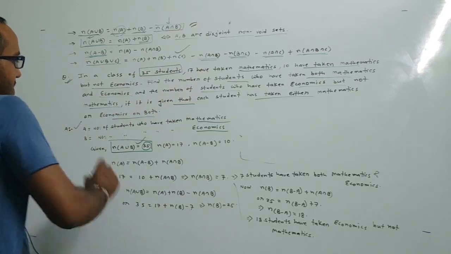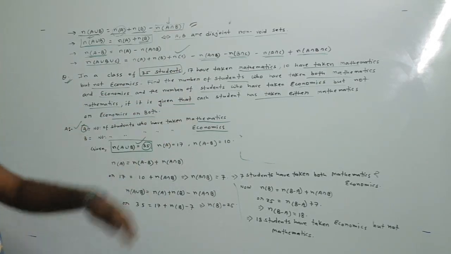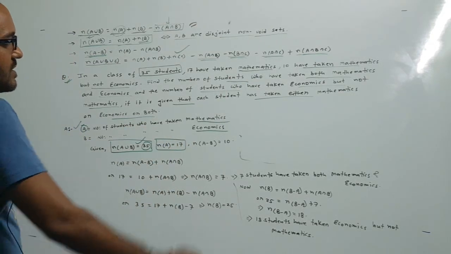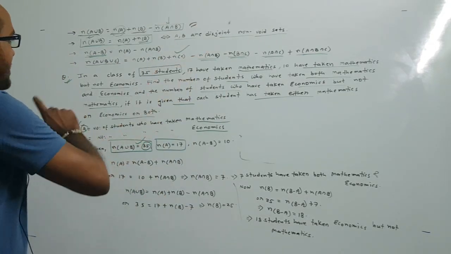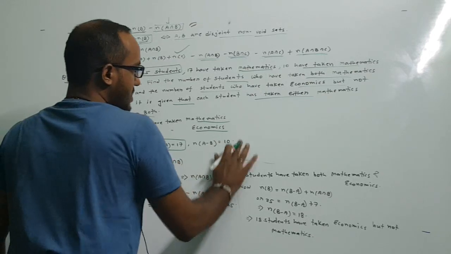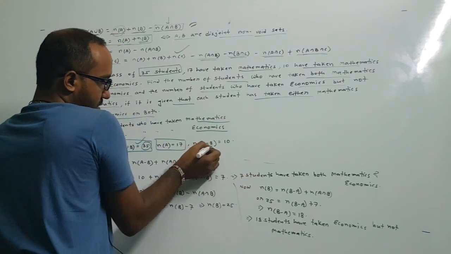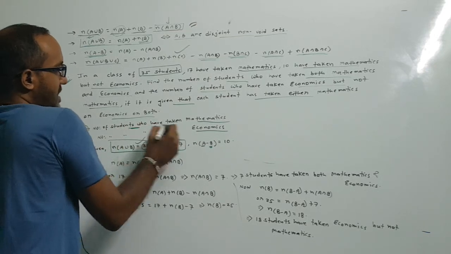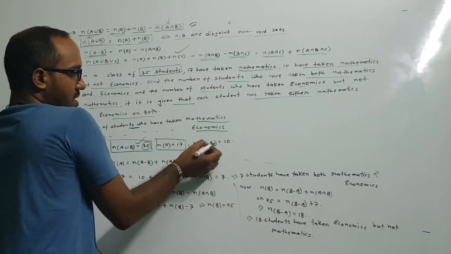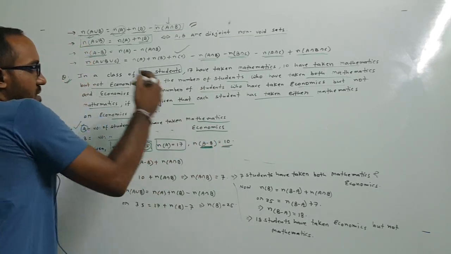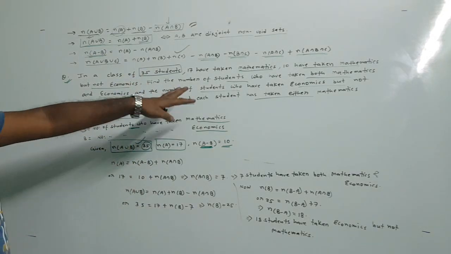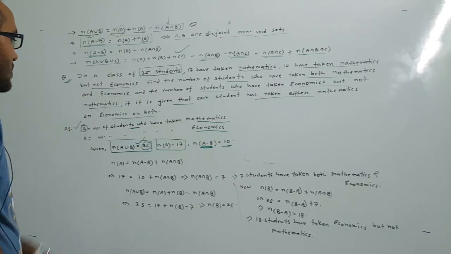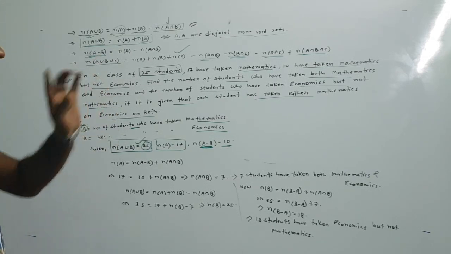17 have taken mathematics. We have assumed that A is the set of mathematics, so n of A is given, 17 students have taken mathematics. 10 have taken mathematics but not economics, that is A minus B. So n of A minus B is given as 10. Find the number of students who have taken both mathematics and economics. Both mathematics and economics means you have to find A intersection B.